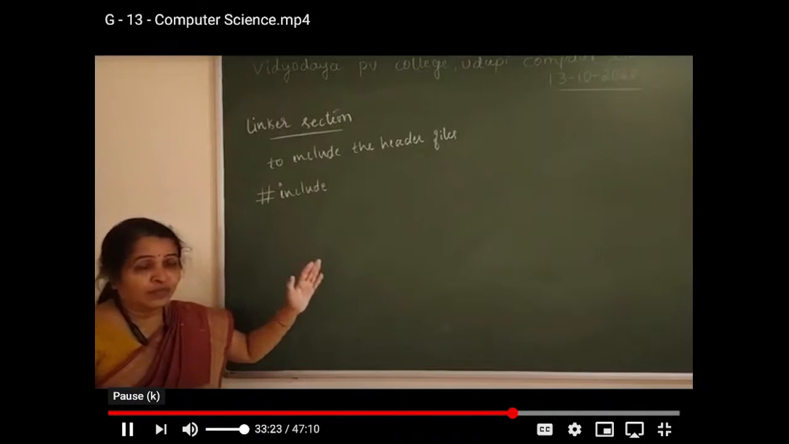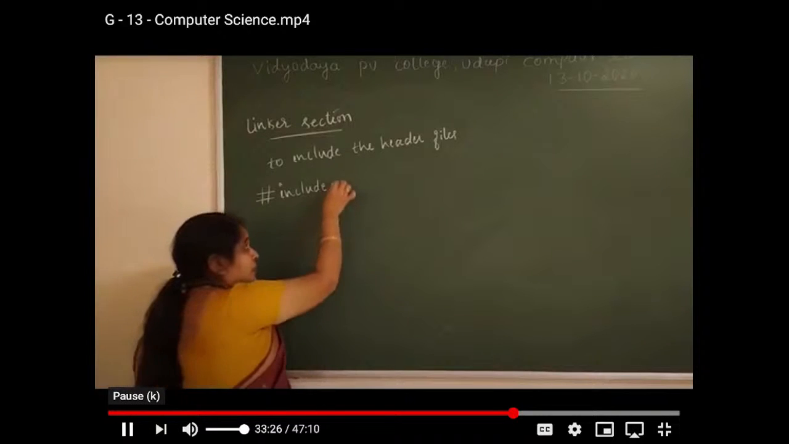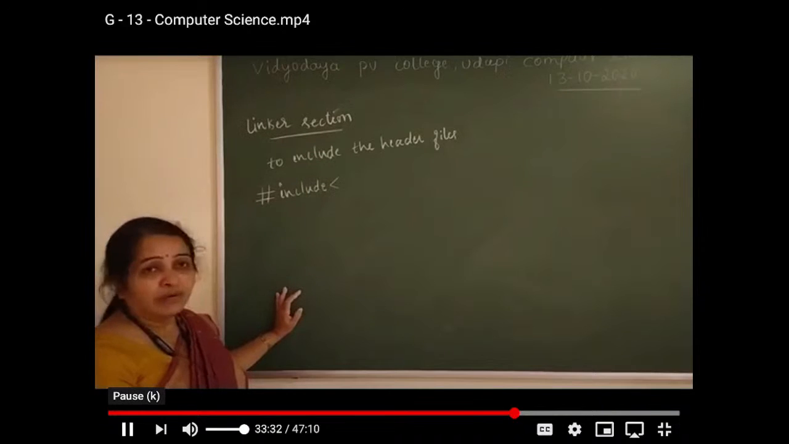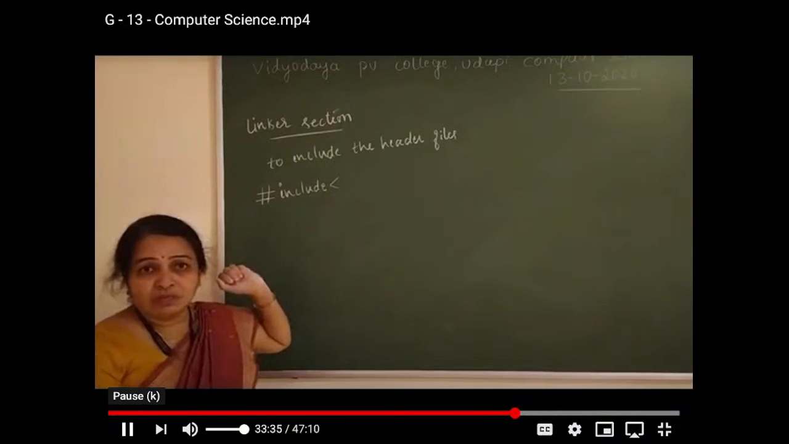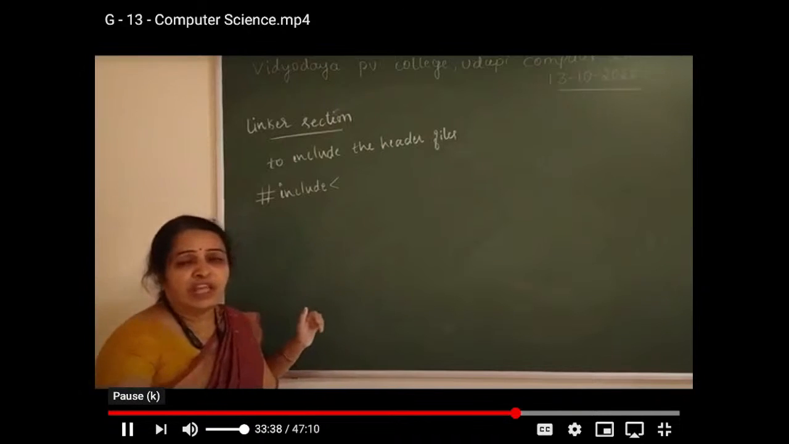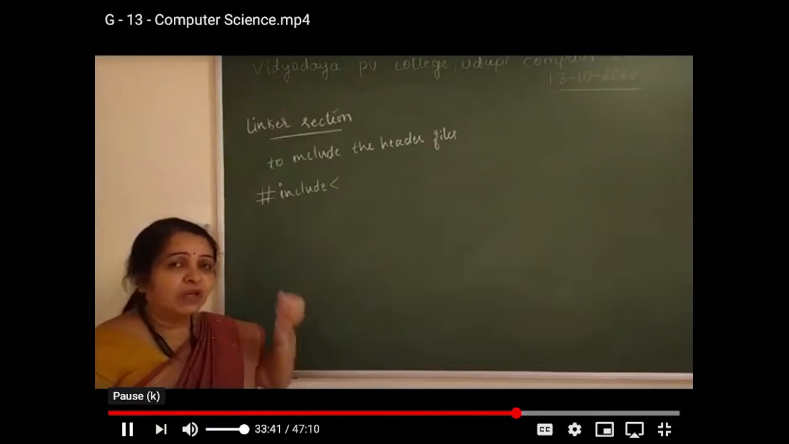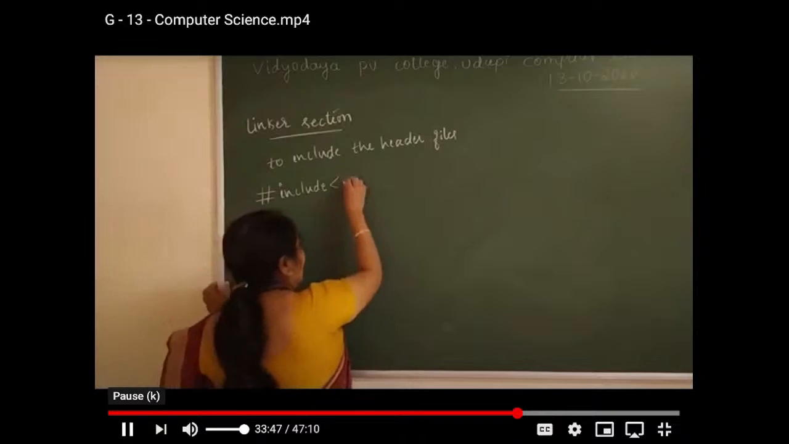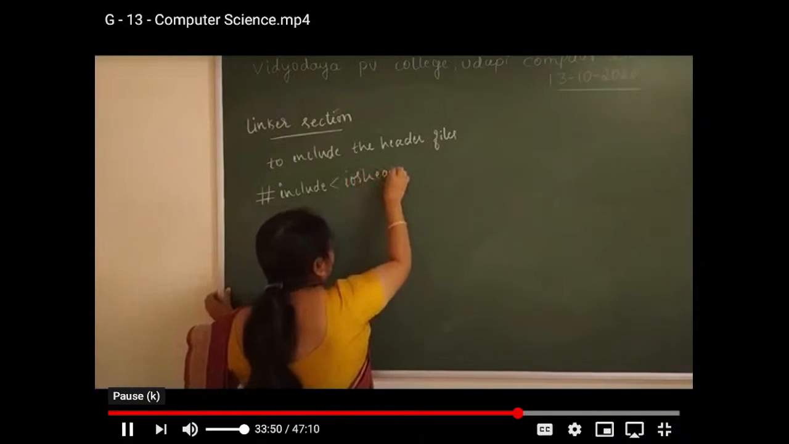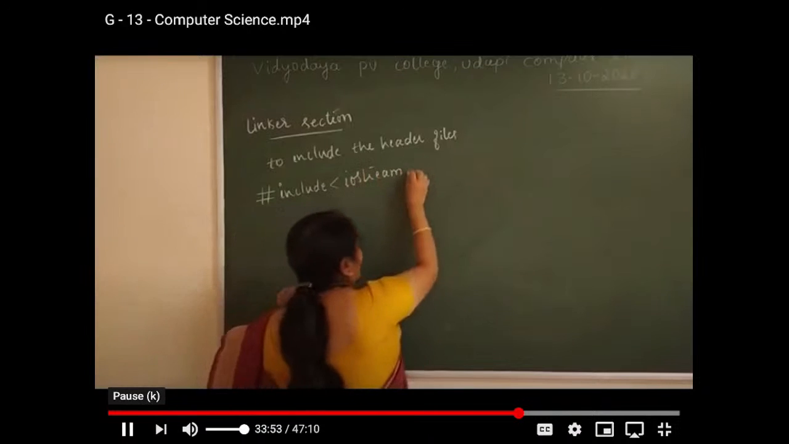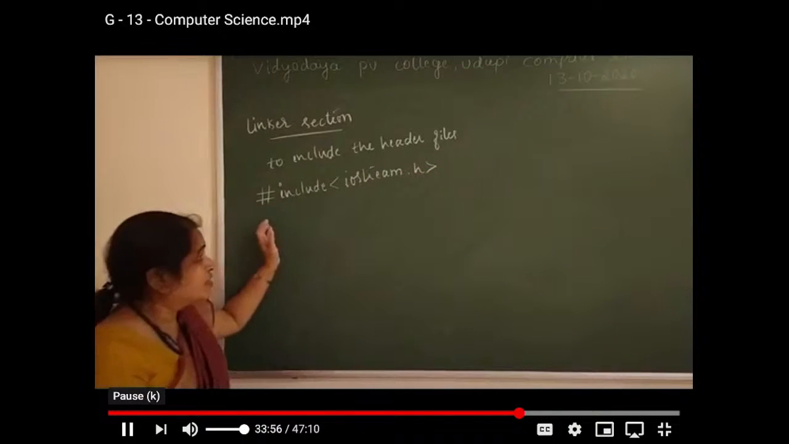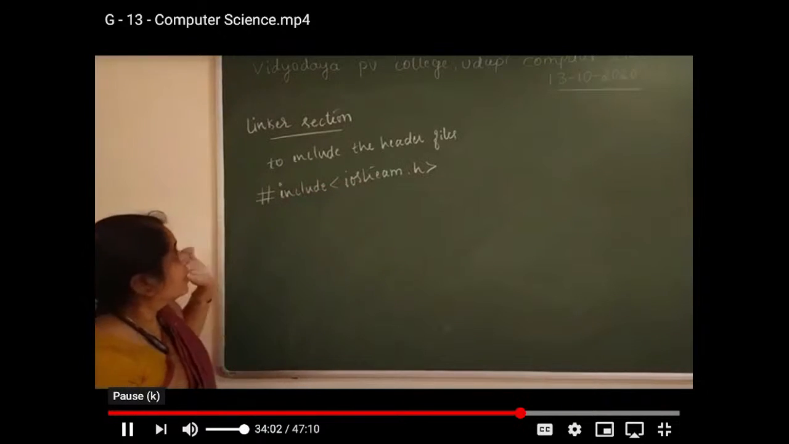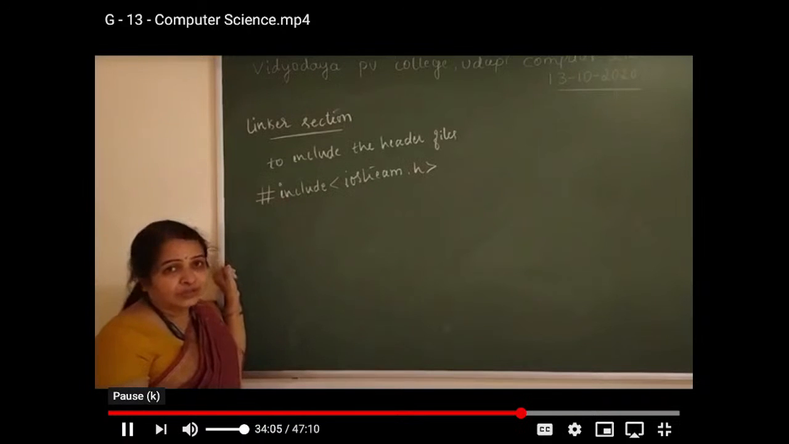Hash include. After hash include, we have to write this symbol. The less than symbol is there on the keyboard. That symbol we have to write. Then we have to write the name of that particular header file. For example, the first and foremost and very important header file that we want is the iostream.h. Hash include iostream.h. This is the way of writing the linker section.